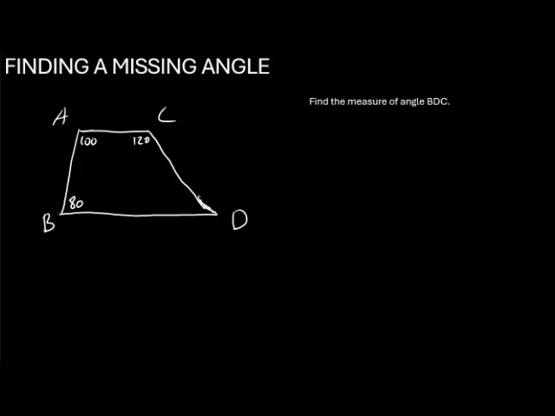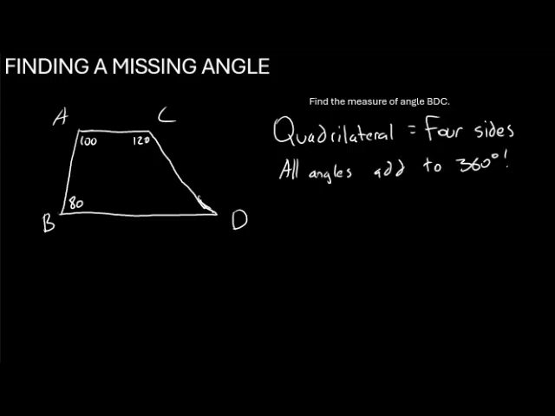Now we'll do another example in a shape with 4 sides. A shape with 4 sides is called a quadrilateral. The rule for a quadrilateral is that all of the angles must add up to 360 rather than 180. Therefore, we could say A plus B plus C plus D must equal 360.